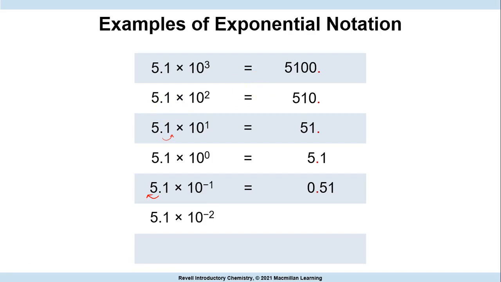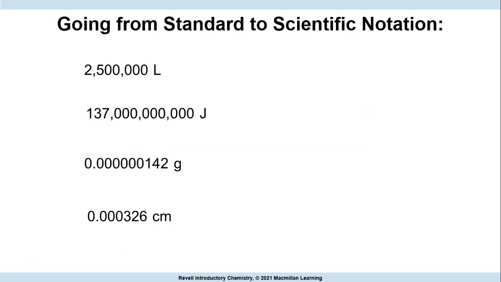So if we have 5.1 times 10 raised to the power minus 2, it means that we are going to move 2 decimal places to the left, which is going to give us 0.051. So if we have 5.1 times 10 raised to the power minus 3, we are going to move 3 places. 1, 2, 3 places. So that is going to give us 0.0051.